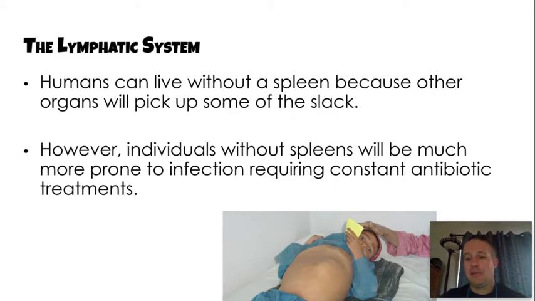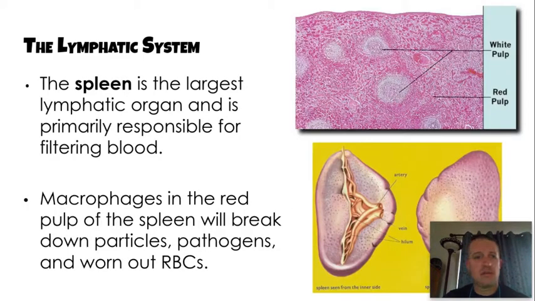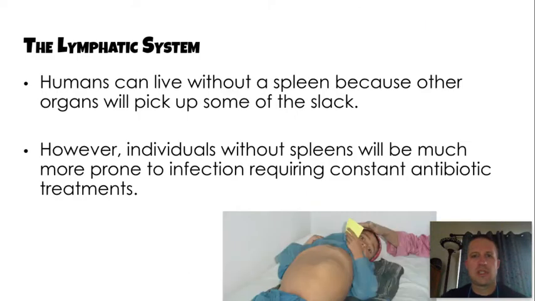You can live without it. The spleen is not essential because other organs can pick up the slack. However, because it has such a big job with the lymphatic system, which means it also has a big immune response job, oftentimes people without spleens are a little more susceptible to infection and might need constant antibiotic treatment in order to fight off infections.